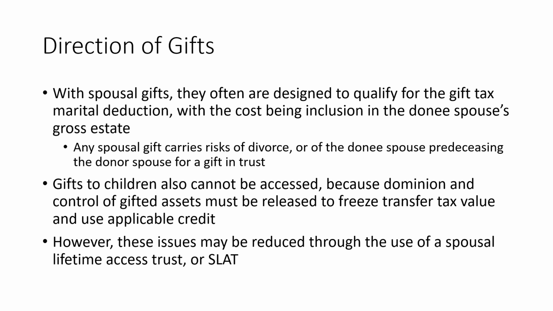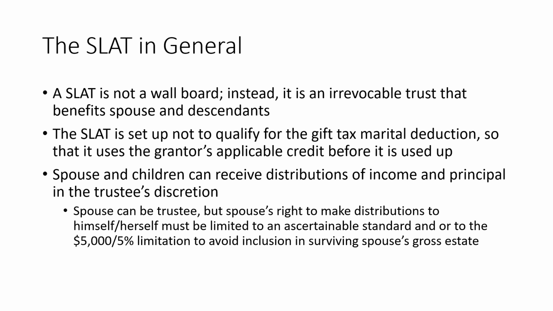So one way to kind of combine these two worlds and these two risks and reduce some of these issues, but not necessarily eliminate them, is through the use of a Spousal Lifetime Access Trust, or a SLAT. Now, the SLAT is not just a wallboard like it sounds like. Instead, it's an irrevocable trust that's set up to benefit both spouse and descendants. Now, the biggest issue with SLATs or any transfers right now that a lot of clients are concerned with is access to the gifted assets.